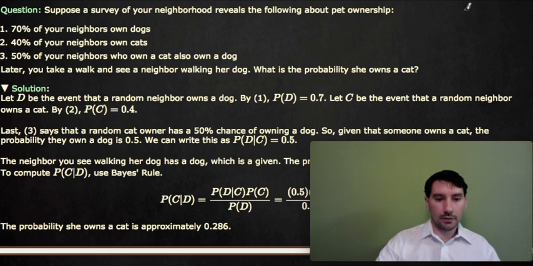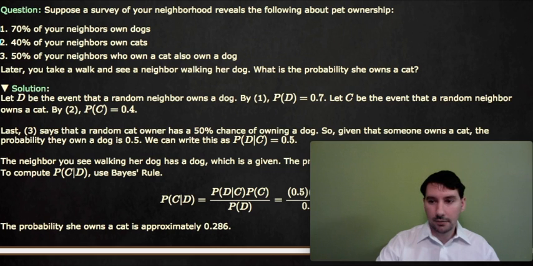We're going to let D be the name of the event that a neighbor owns a dog. By number 1 here, the probability of D is 0.7, since 70% of our neighbors own dogs. And C is the name we'll give to the event that a neighbor owns a cat. So the probability of C equals 0.4, which is number 2. 40% of our neighbors own cats.